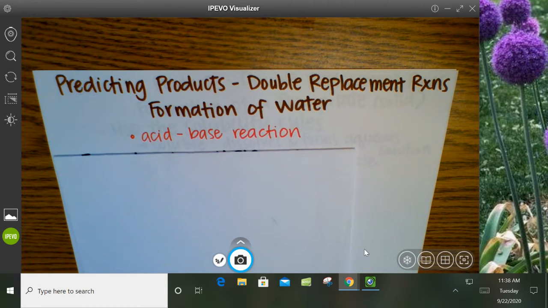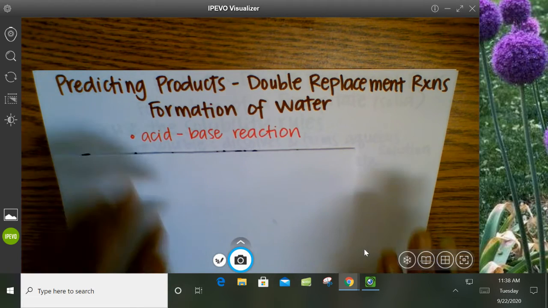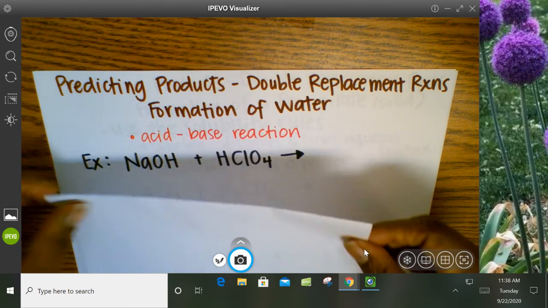Hello, everyone. We are predicting products of double replacement reactions. And in this particular double replacement reaction, we are going to form water as a product. Now, just to let you know, this is an acid-base reaction, or as you may know it, a neutralization reaction. So that means you have an acid that reacts with a base, and water and a salt are formed as products. So let's look at our first example.